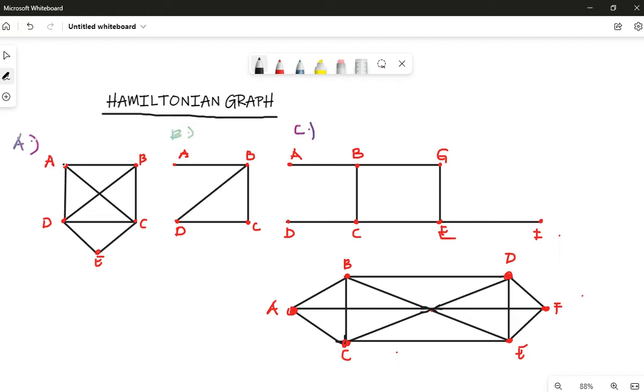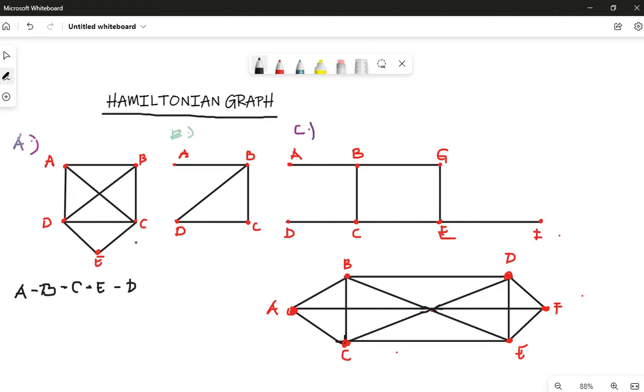Okay, so if we will start from vertex A, we can go to vertex B. From vertex B, we can go to vertex C. From vertex C, we can go to vertex E. From vertex E, we can go to vertex D. So since we have used all the vertices in this graph, then that means it has a Hamiltonian path.